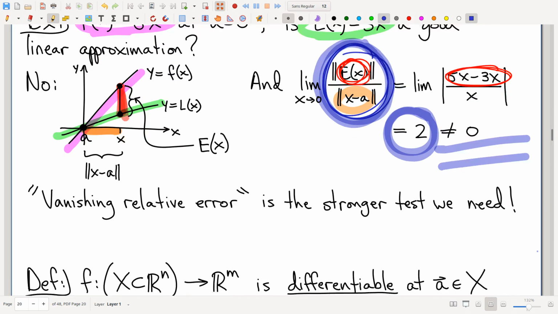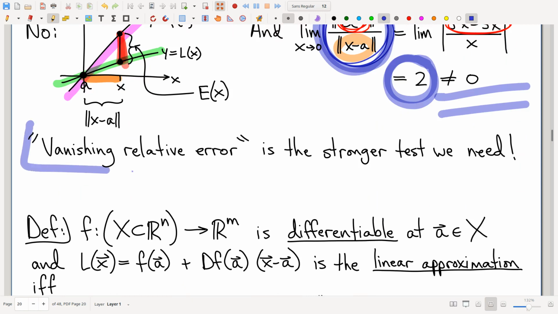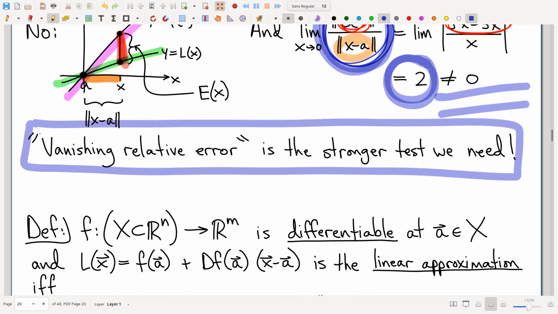So this is going to be our big test here. This is where our definition of a good linear approximation is going to come from. This is ultimately going to be our definition of differentiability. Forget about error itself. I need the relative error to approach 0, and the convenient term for that is vanish. So vanishing relative error is what we want.